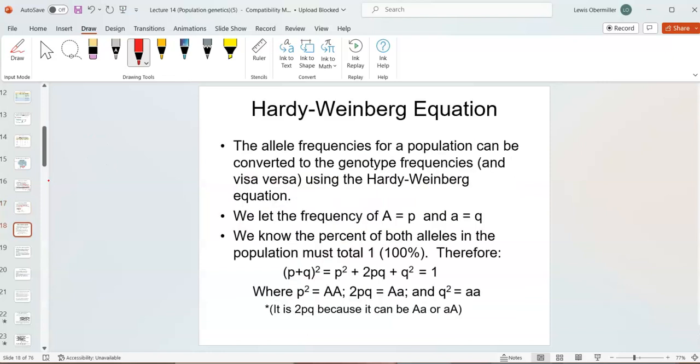All right, so here's the Hardy-Weinberg equation, and I just did this before, but we can do it again. We're going to let big A equal P and little a equal Q. We know that this is the equation: P squared is the homozygous dominant, 2PQ is heterozygous, and Q squared is homozygous recessive. And it's 2PQ because it can be in either order.